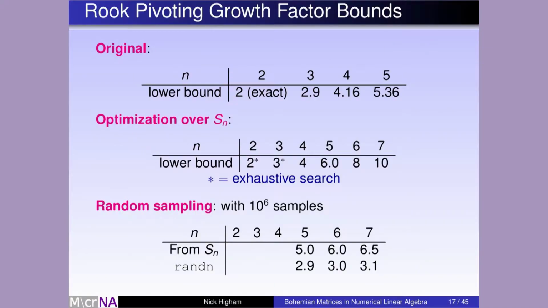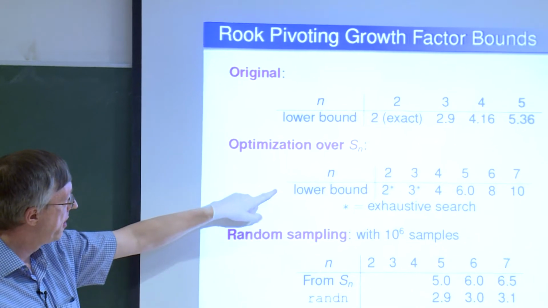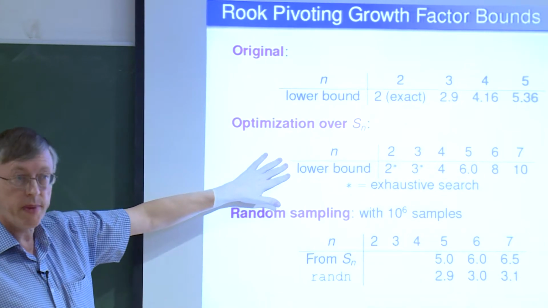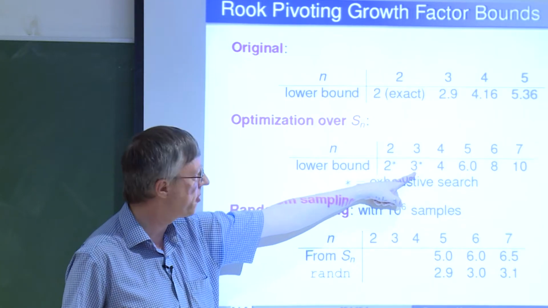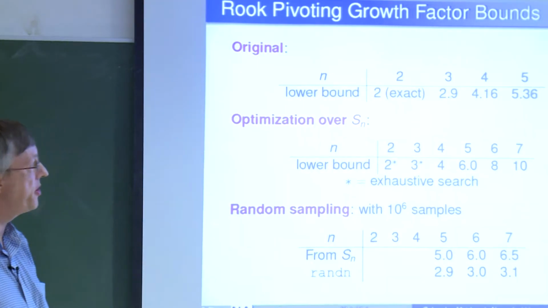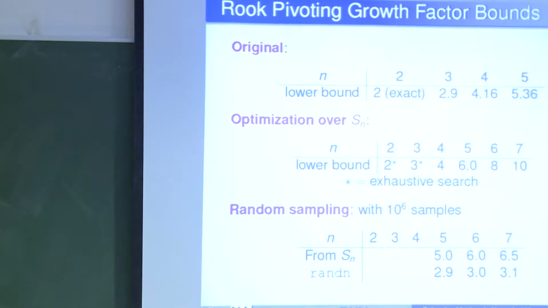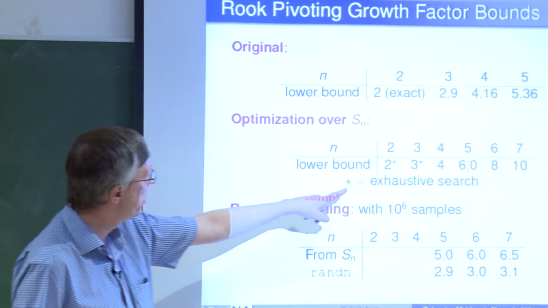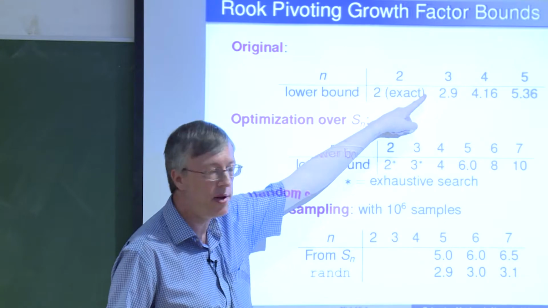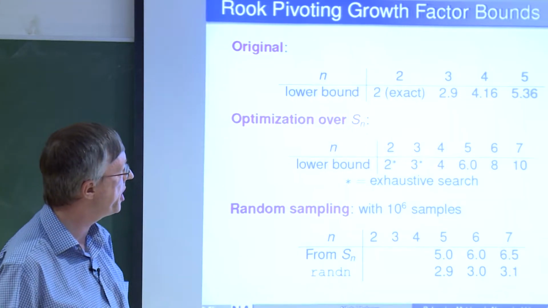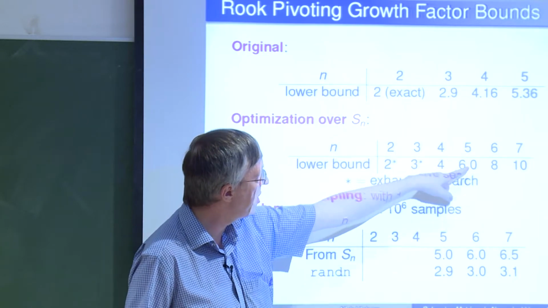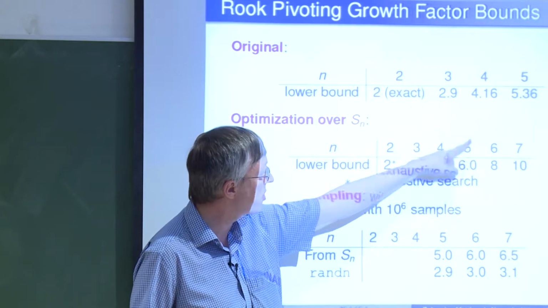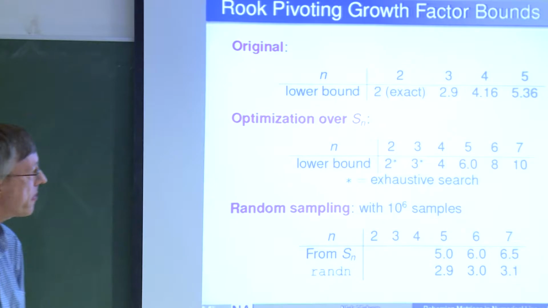This is what I had originally 16 years ago. This is by optimizing over the set with that GA function, except for n equals 2 and 3, where I was able to do an exhaustive search. So how do these numbers compare? Well, for n equals 3, the exhaustive search certainly does better than I did with my optimization many years ago. For n equals 4 I've not done as well, but for n equals 5 I've done better. I've got a growth of 6 rather than 5.36.